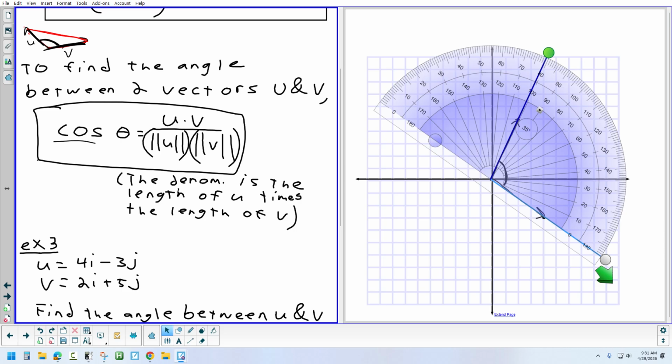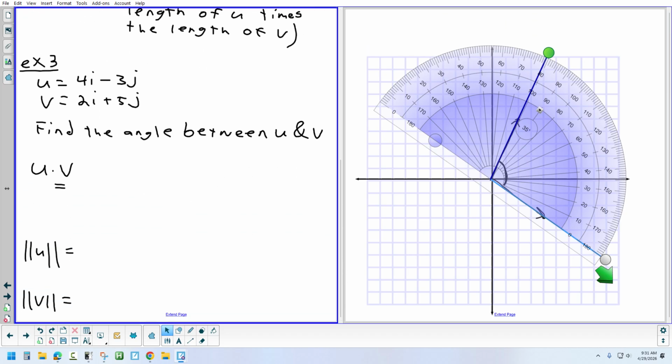All right, so the first thing we need is the dot product. Okay, so Ruben, what are going to be the first two numbers I multiply for my dot product?